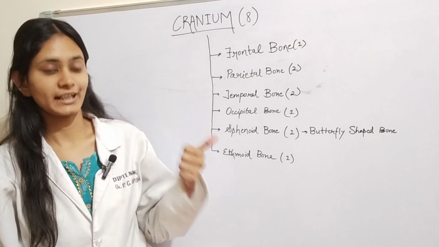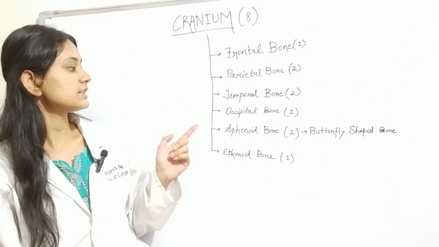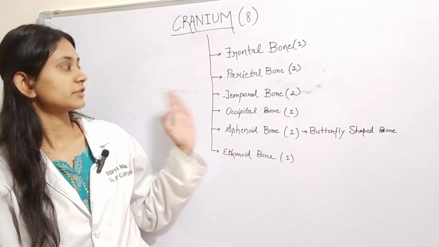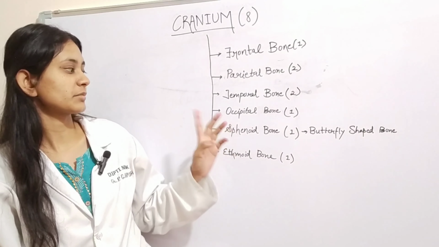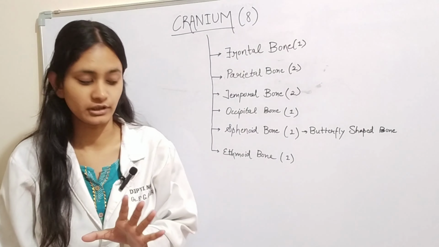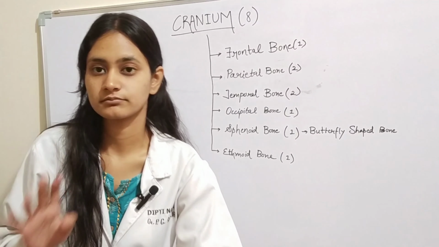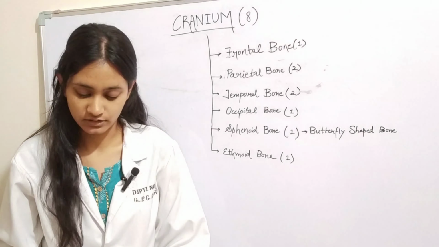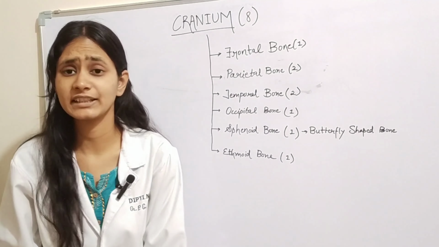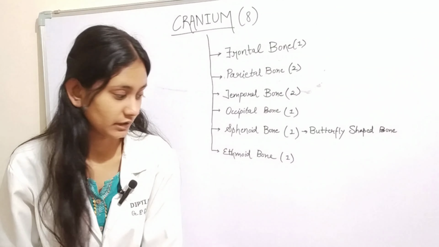Cranium consists of 8 bones, that is frontal, parietal, temporal, occipital, sphenoid and ethmoid. Frontal bone is 1 in number, parietal 2, temporal 2, occipital 1, sphenoid 1 and ethmoid 1. So here we will learn the concept of some words, which is superior, inferior, unilateral, bilateral and anterior, posterior, which will help us to understand where the bone is exactly located.